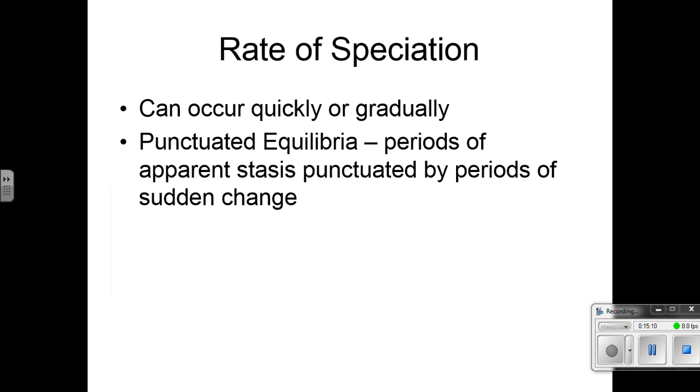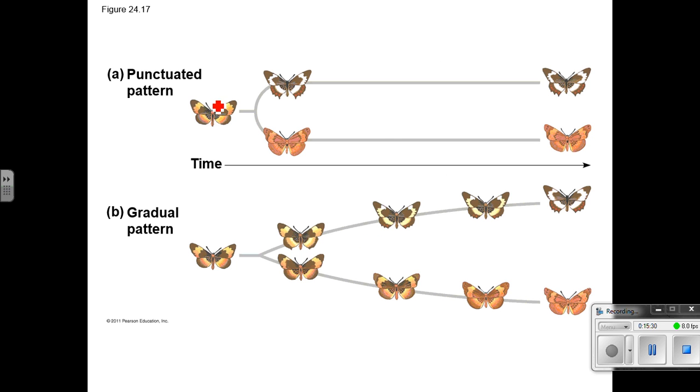So let's talk a little bit about the rate of speciation. How fast does it happen? It can occur quickly or it can occur more gradually. Punctuated equilibria is where you have periods of apparent stasis or non-movement or basically stable, and then periods of really sudden change. So here's your punctuated equilibrium.